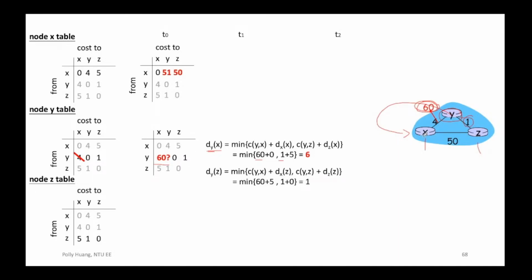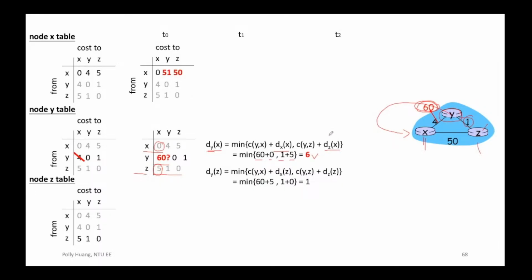Now, going through neighbor x, what is the shortest distance to x? dxx, we'll have to look up the table, which is 0. Going through neighbor z, what is the shortest distance from z to x? That will be looking up the dz vector and going to x. So it's this one here, 5. So we put 5 here. And the Bellman-Ford equation says comparing 60 to 6.